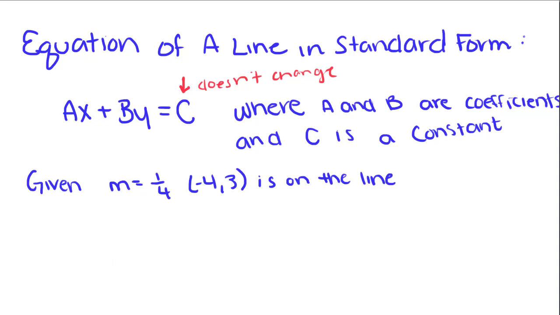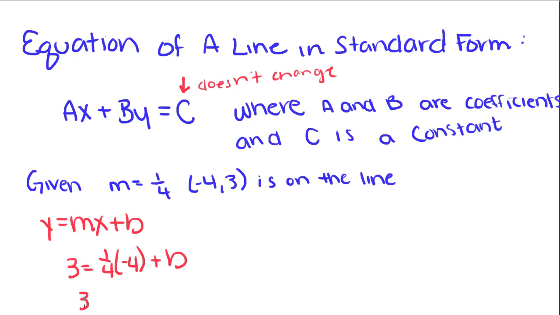So we're going to use our slope-intercept form to help us. So y equals mx plus b. So if we plug this in, and we're going to solve for b at the same time. So 3 is equal to 1/4 times negative 4 plus b. 3 is equal to 1/4 times negative 4, which gives you negative 1, plus b. If you add the 1 over, you get b equals 4. So y equals 1/4 x plus 4.